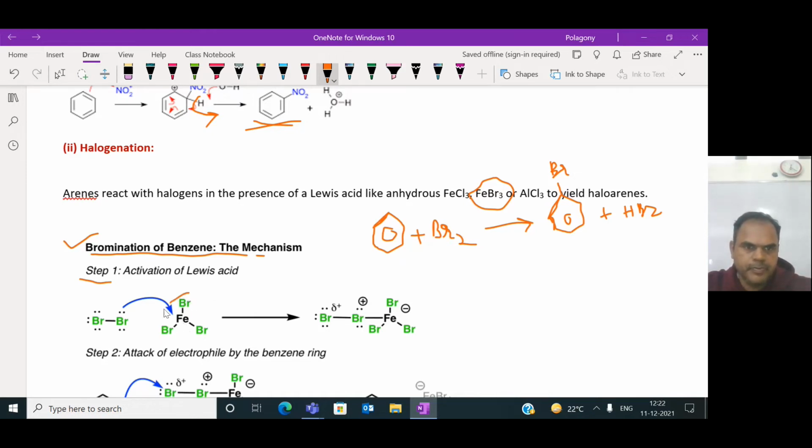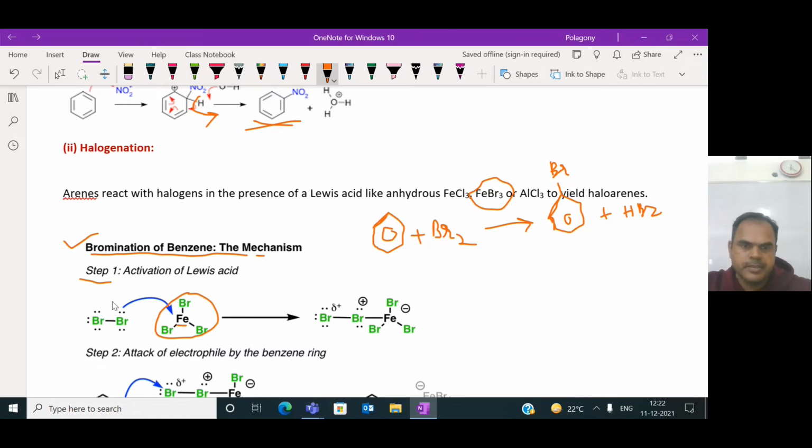This is the ferric bromide. The ferric ion is bonded to three bromine atoms. It has Lewis acid property, electron deficient we say. This is the Br2. When Br2 approaches this Lewis acid reagent, the lone pair of electrons is given to the iron, because here iron is electron deficient.